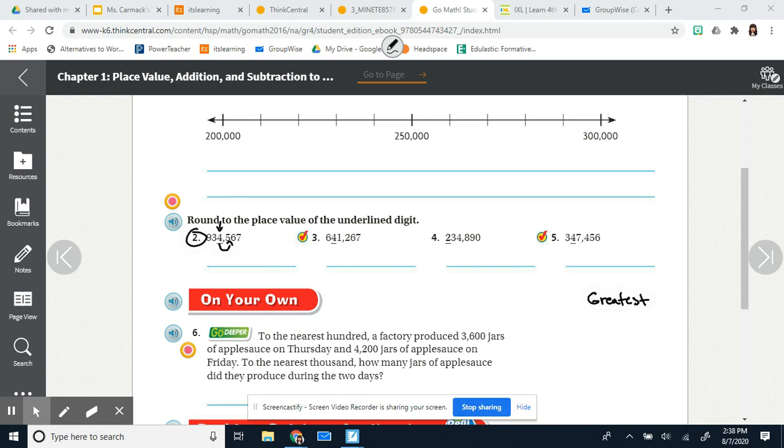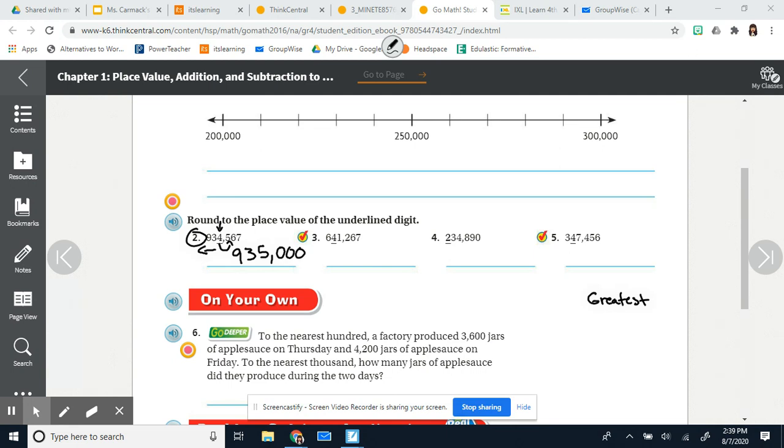Okay, so this is something that a lot of kids miss. They want to change the numbers that come before the rounded number. Don't do that. Don't ever do that. Leave those numbers alone. 9 and 3 will stay the same. The 4 will change. Why? Because there's a 5 in the hundreds place. So we're going to round up. That 4 is going to become a 5. Okay? And then it's zeros after that.